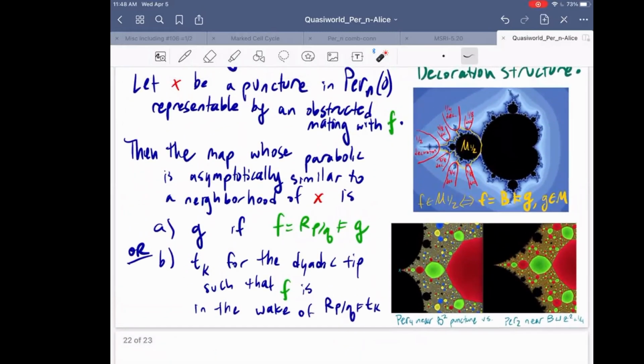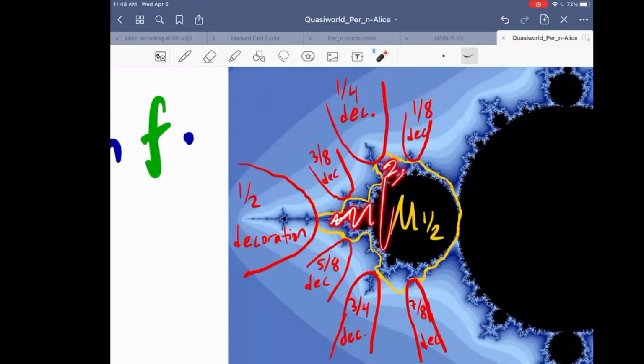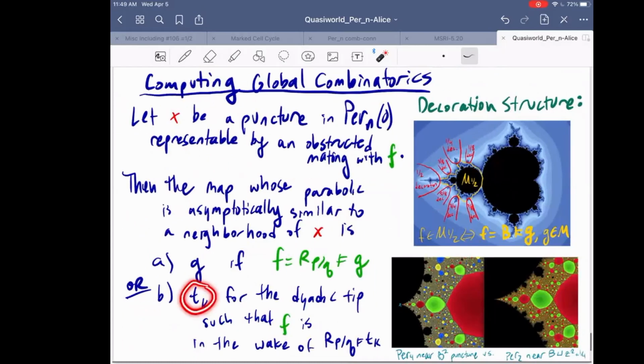The other behavior you can see is that if G is not a tuning of the rabbit, so if it's not in this region, then it's behind some dyadic tip. So for instance, the airplane lives right here, and it's behind the basilica tuned with the Chebyshev map z² - 2. And at that point, then the rescaling limit is the cauliflower mated with that tip.